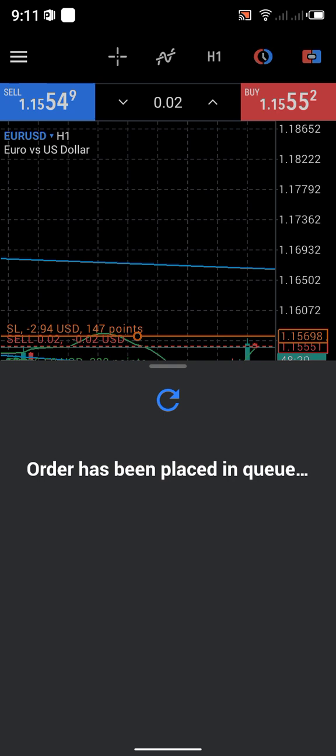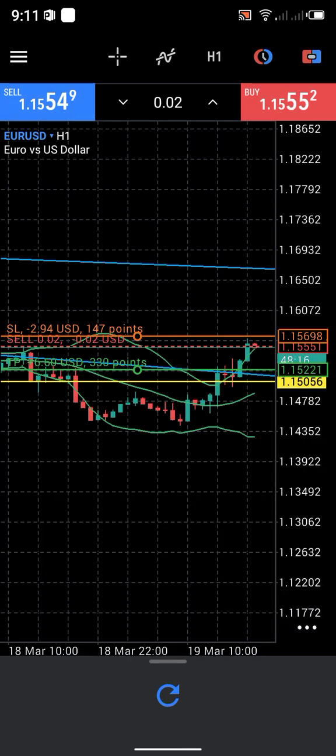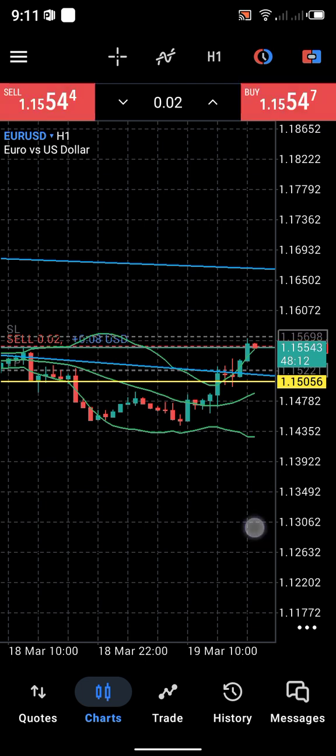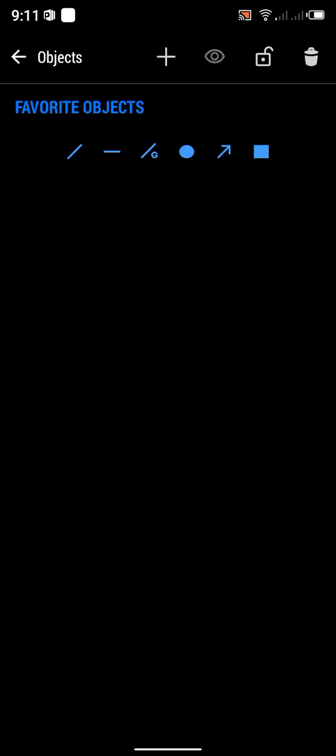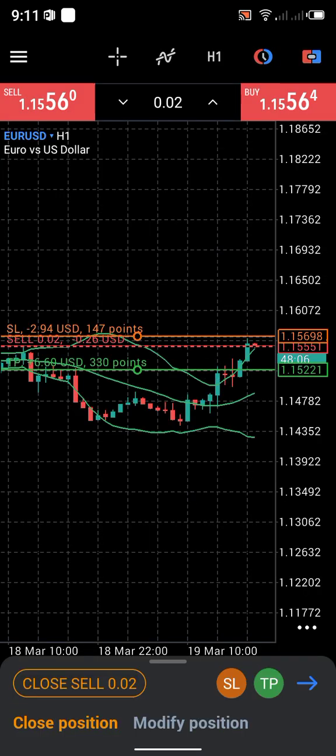So the reason I took this entry, sorry for that, my internet is a bit slow. The reason I took this entry, I'll first remove everything so I can show you. So I remove everything, plus even the Bollinger Bands.